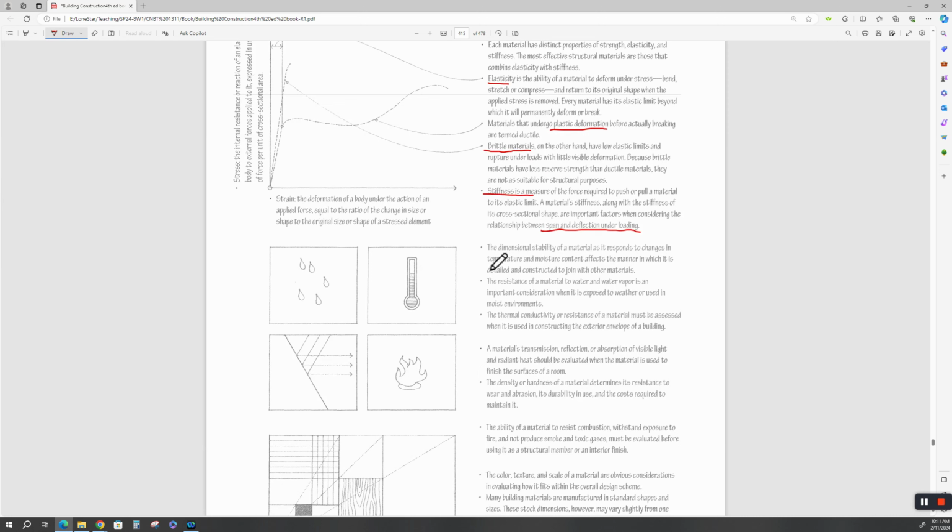The dimensional stability of a material is just that. How stable is it to maintain its original shape? It responds to temperature and moisture content, the manner in which it's detailed and constructed to join with other materials, the resistance of a material to water and water vapor, and the thermal conductivity. Is it highly expansive during the cycle of heating and cooling? Does it suck up water like crazy?